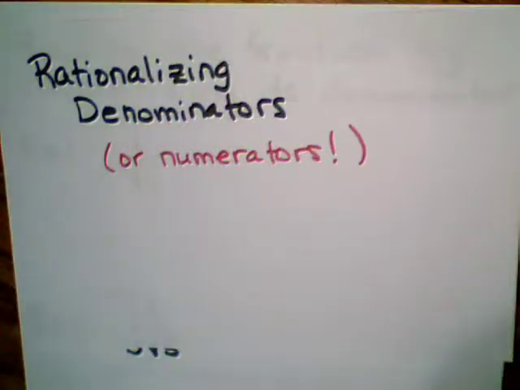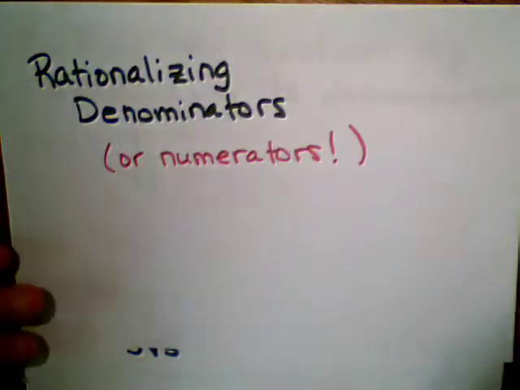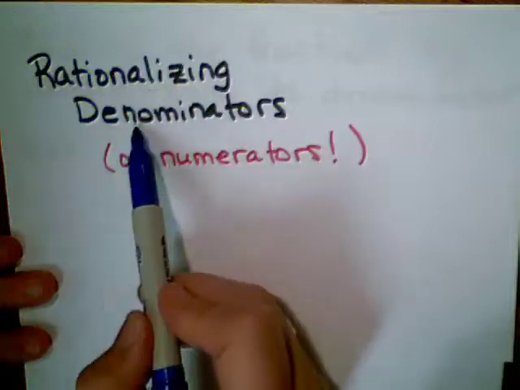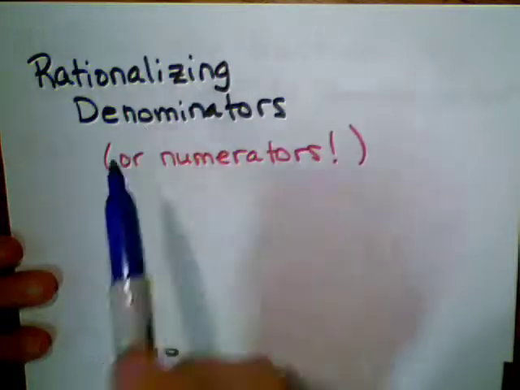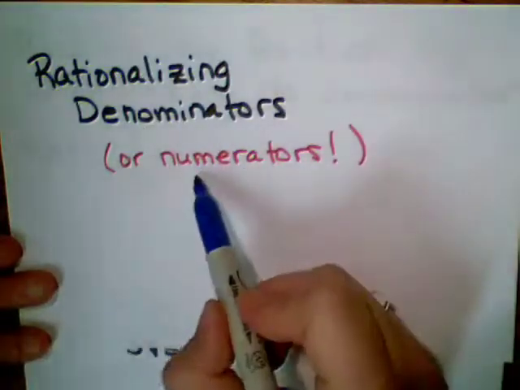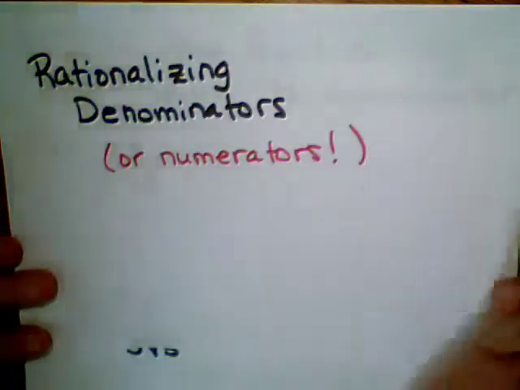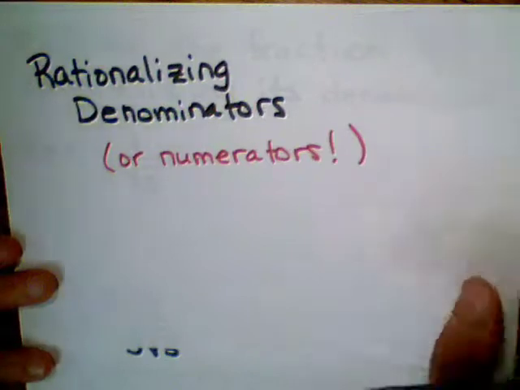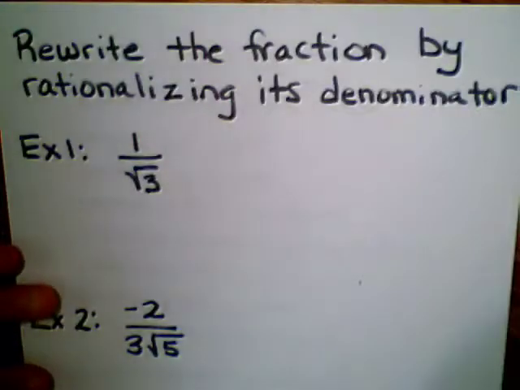Okay, we're going to work on rewriting expressions and rewriting functions using a technique called rationalizing. This technique can be used to rewrite a denominator of a fraction or a function, and I just wanted to point out we could also use this for numerators. It depends on the context. Our first two examples are going to be numerical.